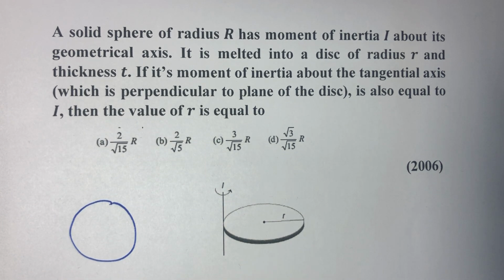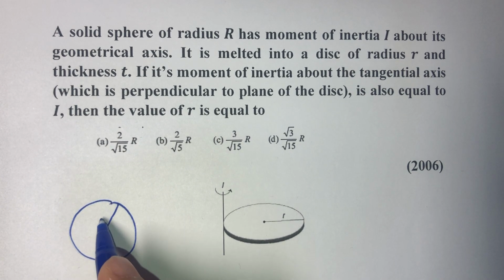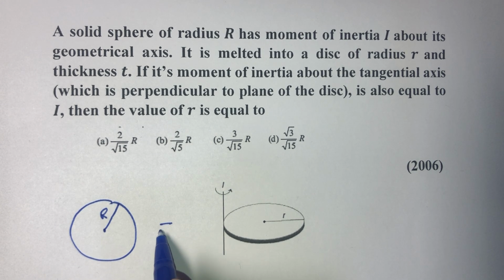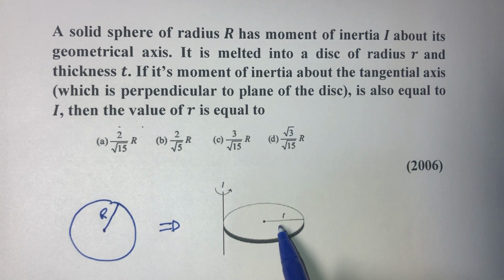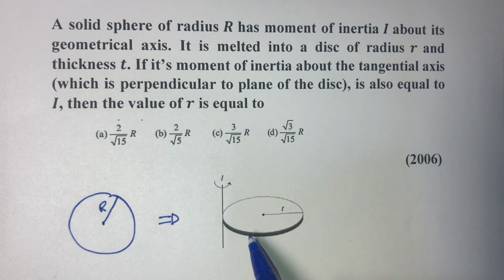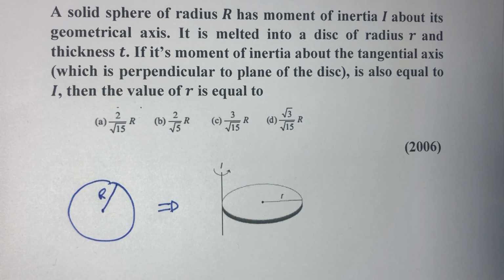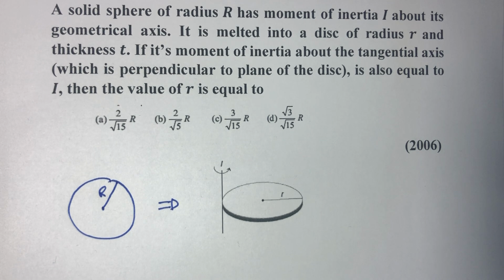So we have a sphere, and this solid sphere of radius capital R is having a moment of inertia of I, and this sphere is melted into a disk which is having a radius small r and a thickness of t, and it is given that its moment of inertia about the tangential axis is also I.